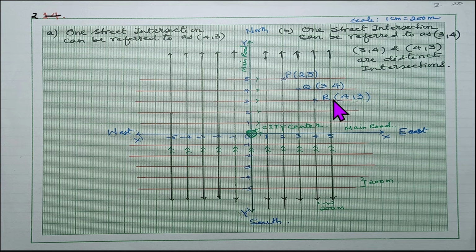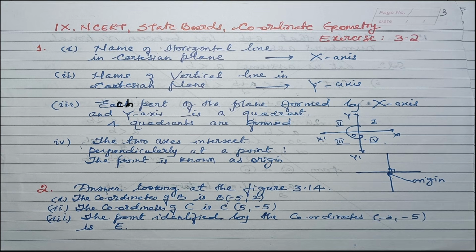So try to understand this figure, and that is exactly the question asked in the second question of the exercise. Now coming to the next exercise, that is exercise number 3.2 of the coordinate geometry chapter of the State Board's 9th NCERT textbook. The first question is name of the horizontal line, and you know that the name of the horizontal line in Cartesian plane is x-axis.